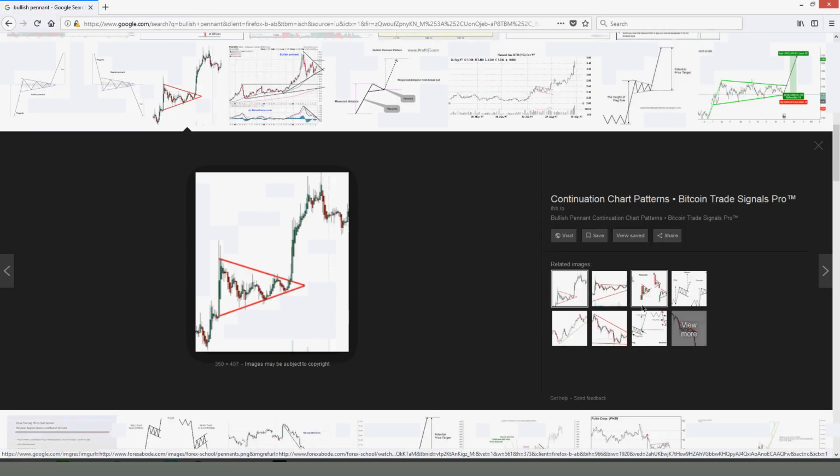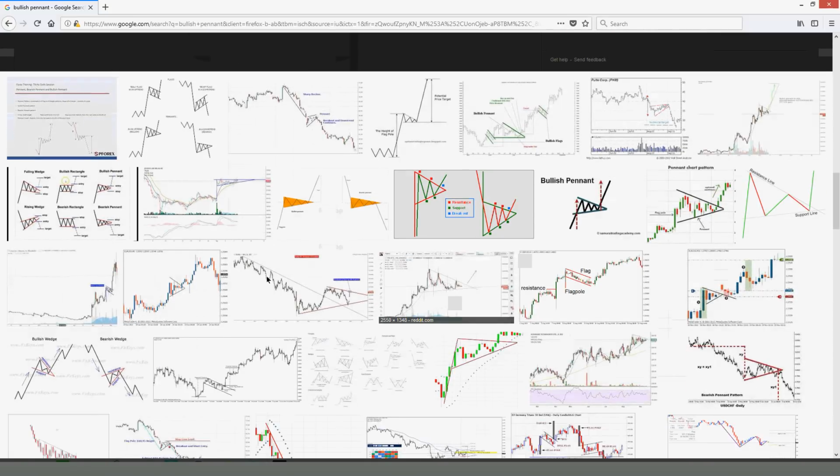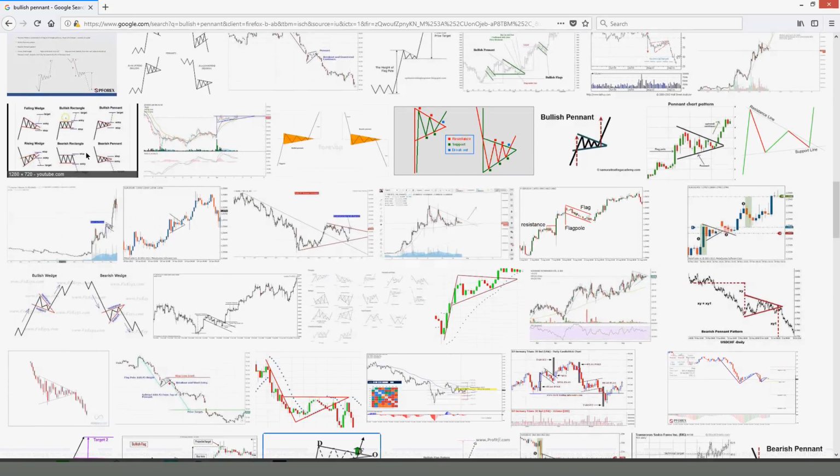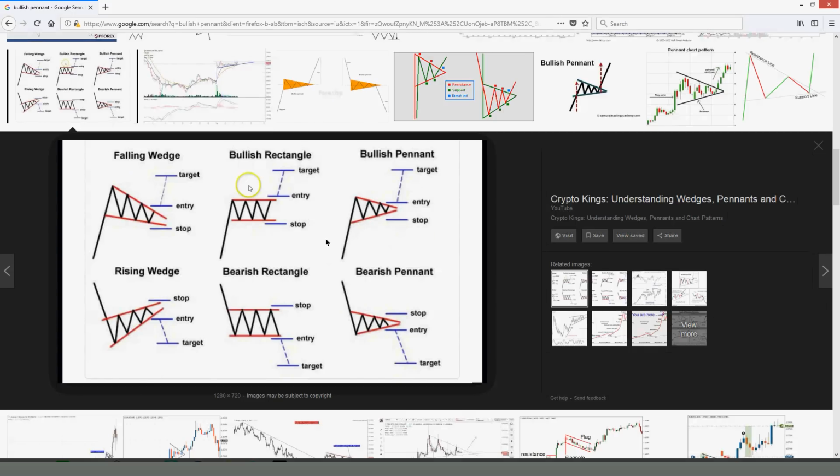It doesn't allow me to join it. Let me just find a good example of a bullish pennant. All right, here we go. Okay. Here. So, can you all see this screen over here?